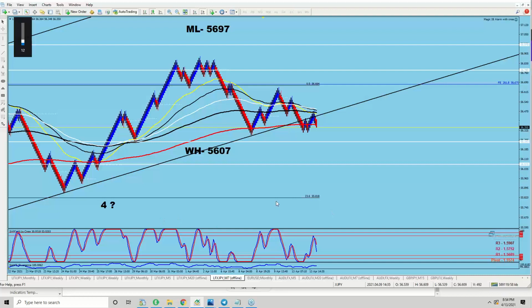Get ready for the USD getting strong, and all these 7 pairs will move.